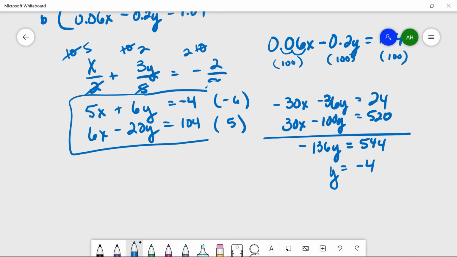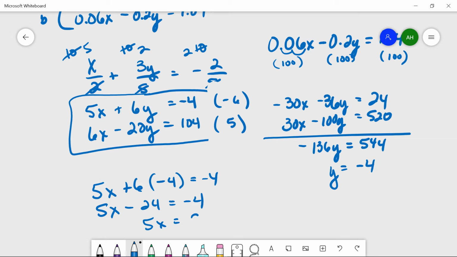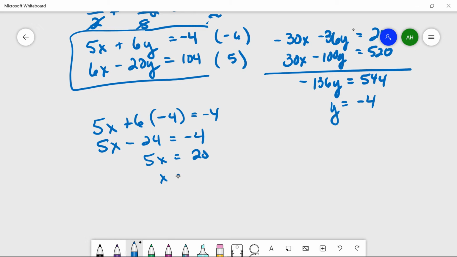All right. I can come over here with this equation. This 5x plus 6, let's plug in the negative 4, equals negative 4. 5x minus 24 equals negative 4. 5x equals 20. And then we would say that x equals 4. So we've solved this system: x equals 4, y equals negative 4. Okay? All right, so that's what you're doing with those.